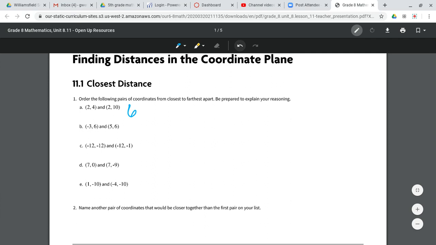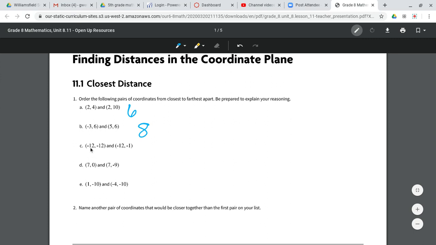All right. For B, we're at -3, 6, and 5, 6. So this time the y values didn't change since they're both 6, but our x values did change. So we went from -3 to +5. So to go from -3 to 0 would be 3, and then from 0 to 5, well, that's another 5. So 3 plus 5 is 8. So we have a distance of 8.